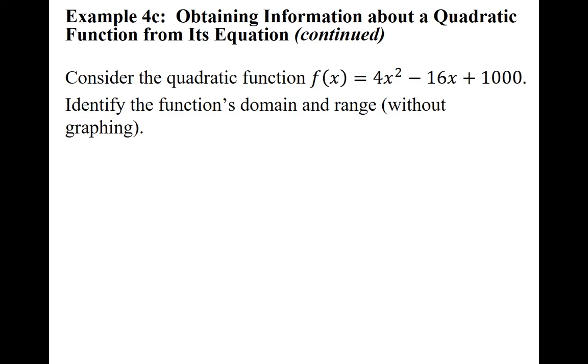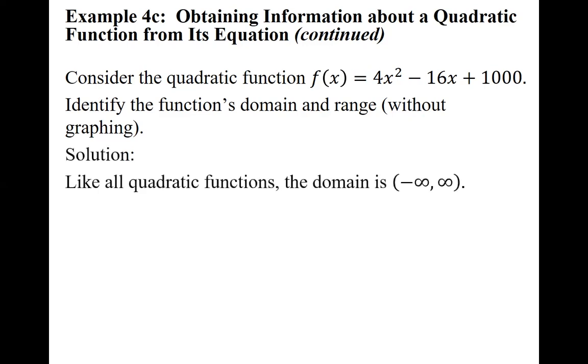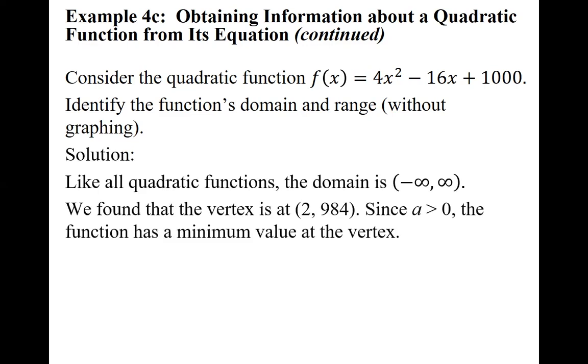Identify the domain and range without graphing. So that's why I'm driving home that minimum value was 984. Anything above, anything through infinity is possible. The range, the y values, is 984 to infinity. And then, like all quadratic functions, the domain is all real numbers because it goes left forever, it goes right forever. Whether it's opening up or whether it's opening down doesn't change that fact.